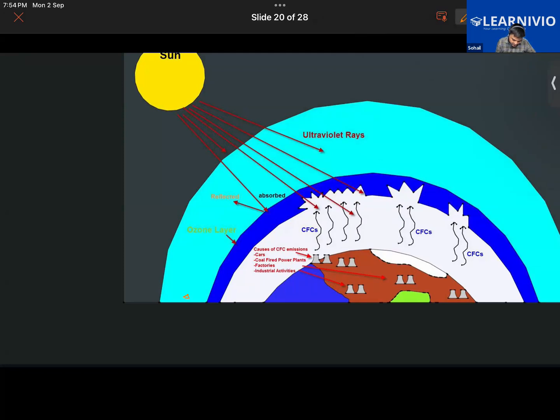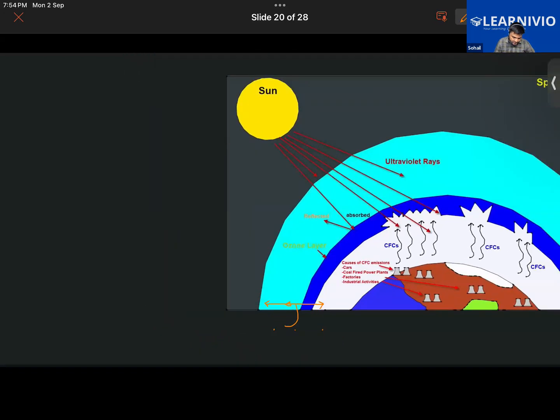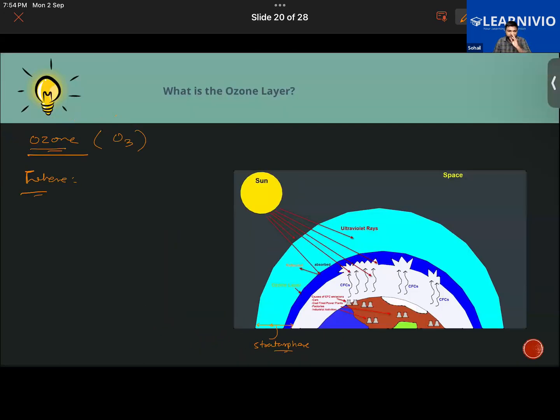So the one that you see over here, say this is the stratosphere. Talking about its function, what function is performed. Let us also understand its thickness, like at what altitude it is present. It is present about 15 to 30 kilometers above the surface of the earth.